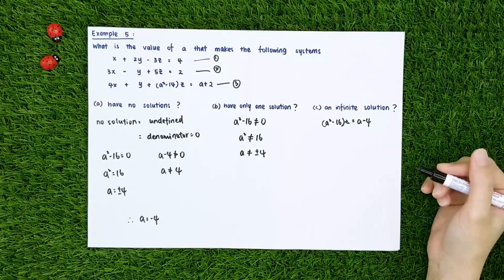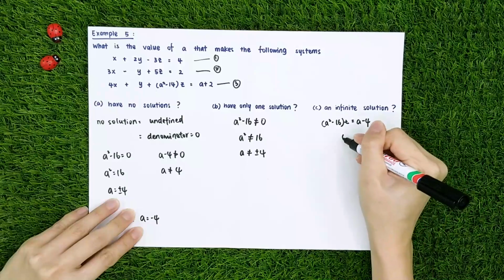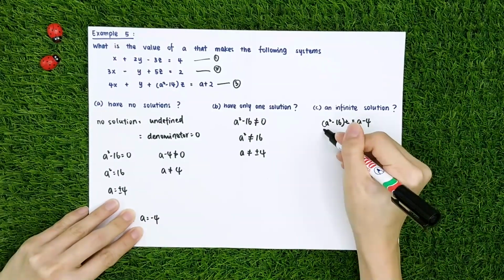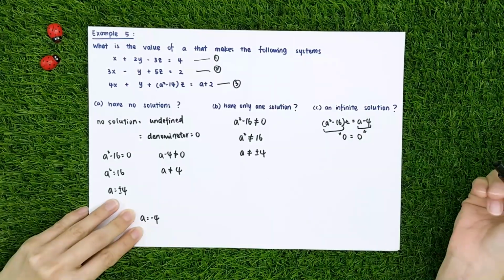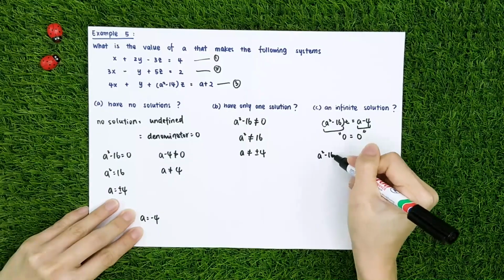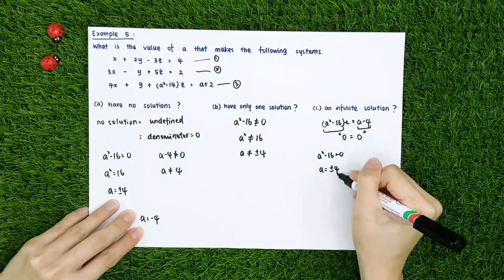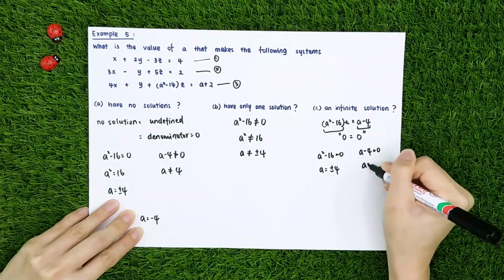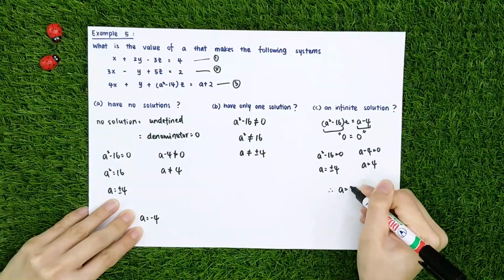From the previous example, we know that for an infinite solution to exist, 0 equals 0. So I can say that this is equal to 0, and this is equal to 0 also. So I can write a squared minus 16 equals 0, a equals plus minus 4. And here, a minus 4 equals 0, a equals 4. But my final answer is a equals 4.